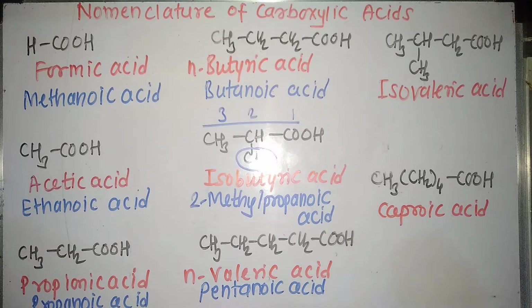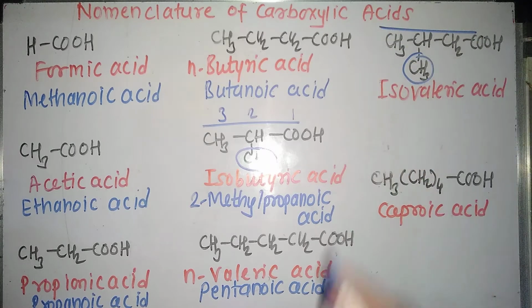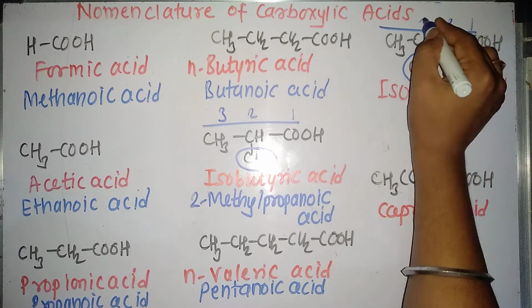In the same way, we have here one more substituent. So again select the longest chain. Whenever we have a substituent, at that time select the longest chain. Then you have to number in such a way that the carbonyl carbon of the carboxylic acid will appear at the first position. 1, 2, 3, 4.